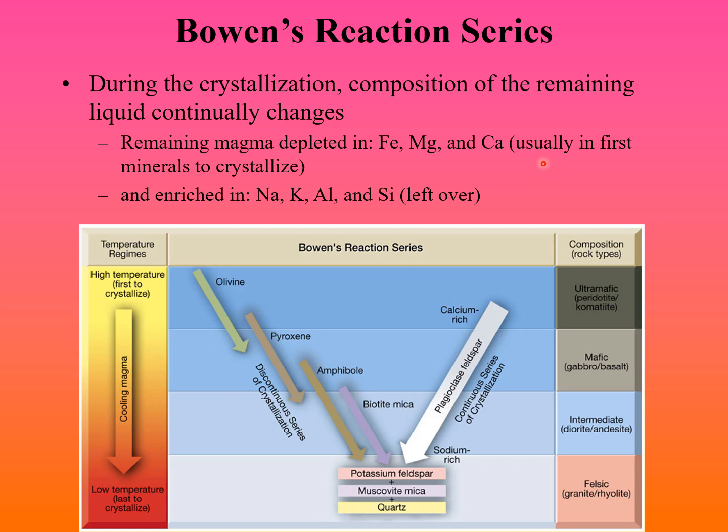So during crystallization, the composition of the remaining liquid continually changes, as I said. So remaining magma at the end of the cooling cycle where it's rising and cooling and forming solid minerals, we tend to see that magma being depleted in iron, magnesium, and calcium because they're the first to crystallize, and being more enriched in sodium, potassium, aluminum, and silica because that's what's left over.